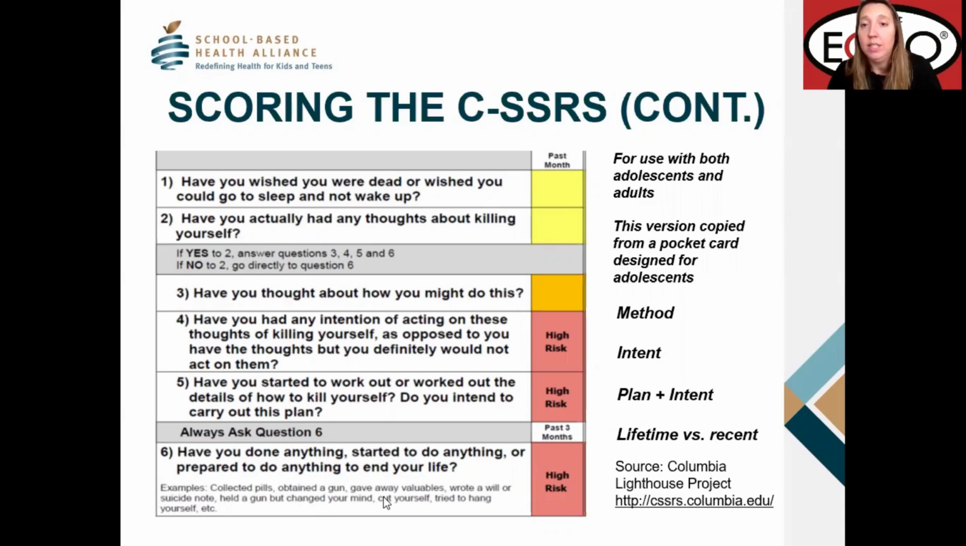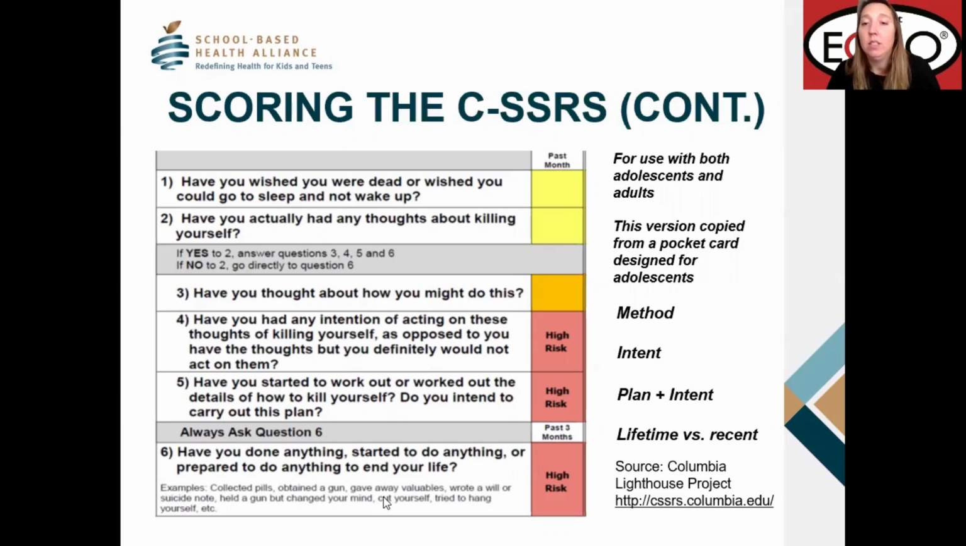The first 2 questions assess general ideation. The first question is sort of a passive ideation or the wish to be dead. And the second question is more active ideation or having any thoughts of killing oneself. A yes response to having any thoughts of killing oneself triggers the remainder of the C-SSRS questions. And these assess for the presence of a plan, intent upon acting on thoughts, having both a plan and intent on carrying out that plan, and then actual suicidal behavior, both lifetime and recent.